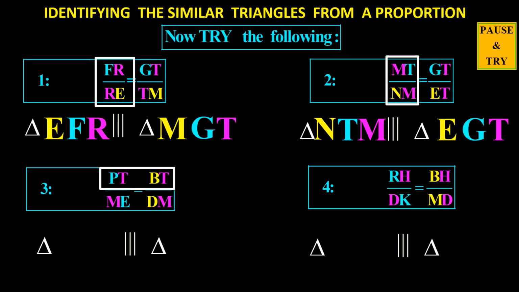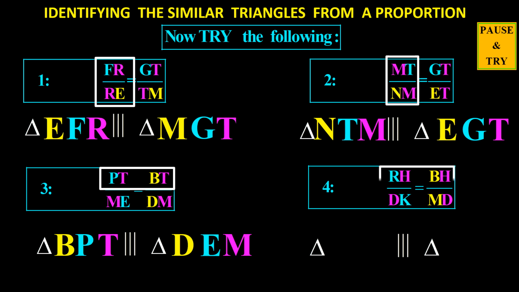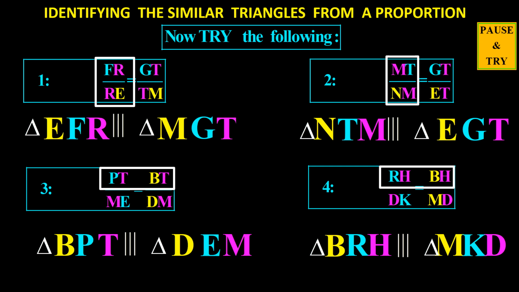Here we see that we can't form them vertically, but I can take them horizontally. Okay, so there I have PTB, so opposite PT I have a B, opposite BT I have a P, and then the third letter is a T. MED, opposite ME, I need a D, and opposite DM, I need an E, and then I need a M, right? There again, I take RHB, so opposite RH, B, opposite BH, R, and then a H. DKM, so opposite DK is a M, opposite MD is a K, and then I'll need a letter D.